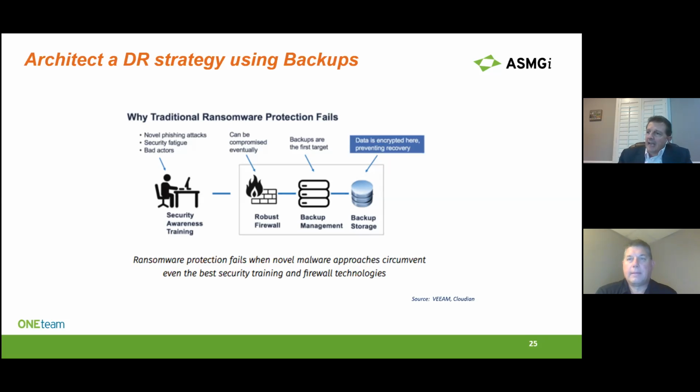That's right. And I think, not to state the obvious, but that's what I really got out of this slide: ransomware protections fail when malware or ransomware specific payloads can circumvent security training and firewall technologies or whatever the controls may be that are put in place to prevent ransomware.